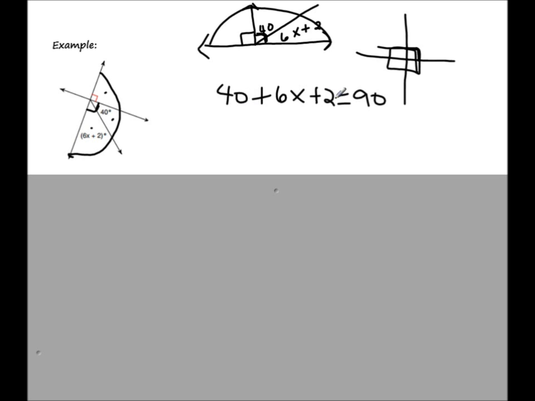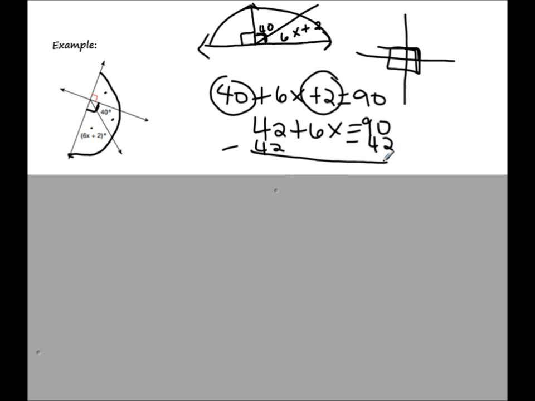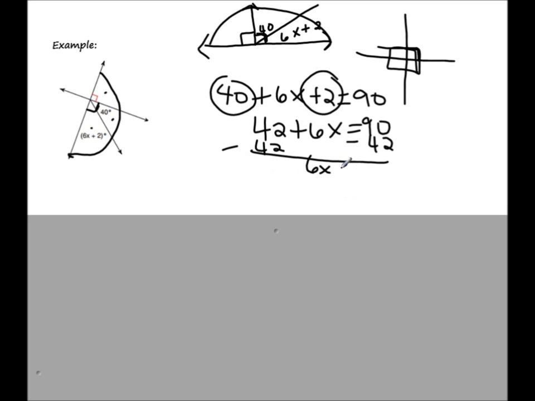So let's do the math here. 40 and 2, like terms, 42, plus 6x equals 90. We're going to subtract 42 from both sides. So we're going to get 6x equals 48. I'm going to divide by 6 on both sides. So I get x equals 8.